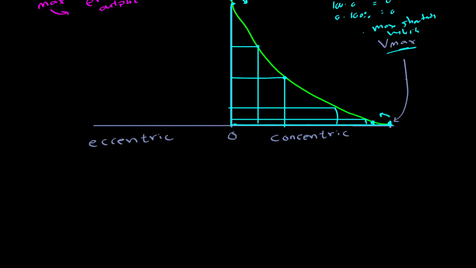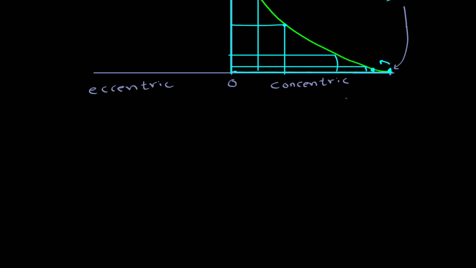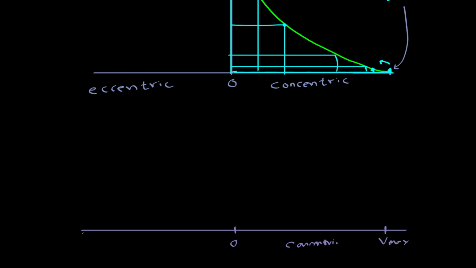So I'm going to redraw a very similar plot here. In fact, I'm just going to copy the x-axis. This is still muscle shortening velocity, 0 here. Concentric contractions out here with our Vmax up here, whatever that is, and then eccentric over here. But on the y-axis, I'm going to plot the product of force and velocity, which is power.